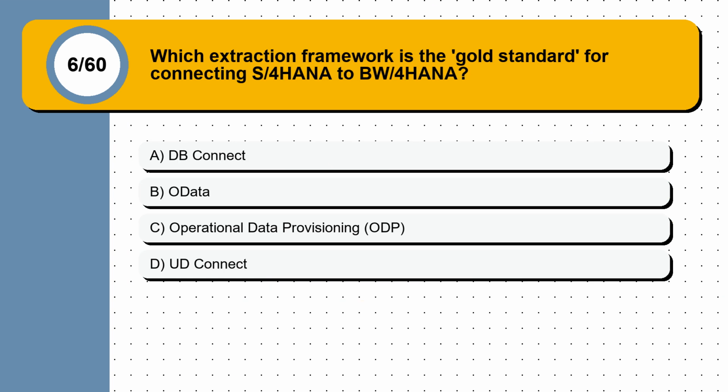Question 6. Which extraction framework is the gold standard for connecting S/4HANA to BW/4HANA? Option A, DB Connect. Option B, OData. Option C, Operational Data Provisioning, ODP. Option D, UD Connect.